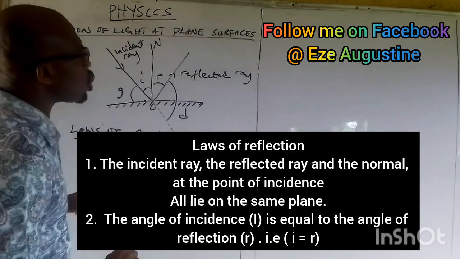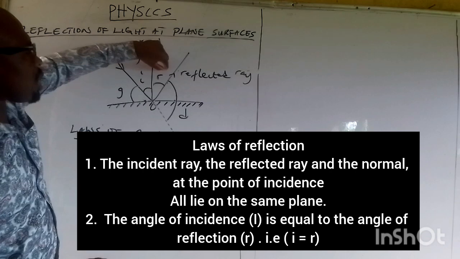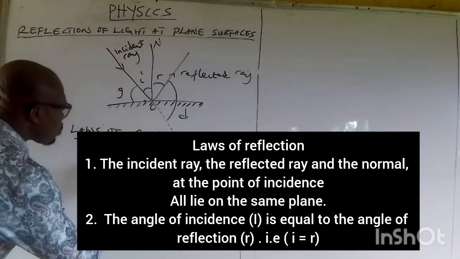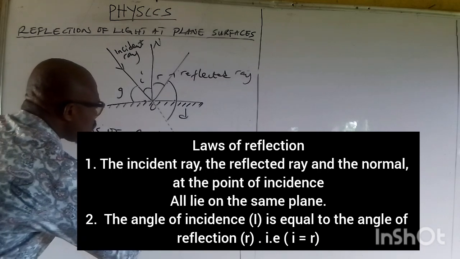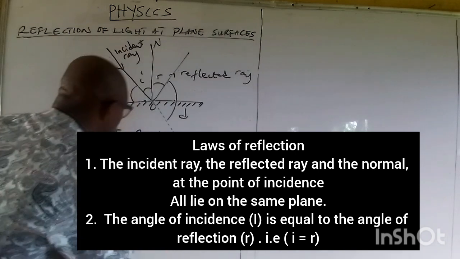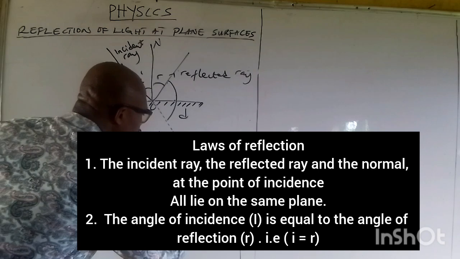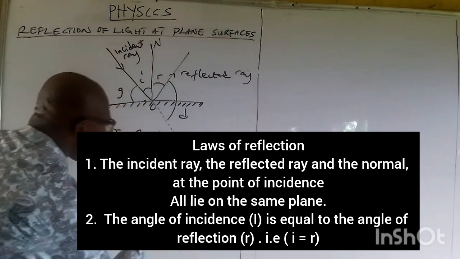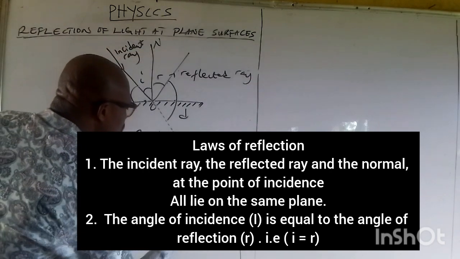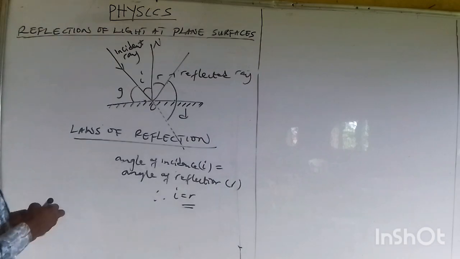Now, the second law of reflection states, this is our I here, this is our R, that the angle of incidence I is equal to the angle of reflection R. Therefore, from that second law, angle of incidence is equal to angle of reflection. That is the second law.